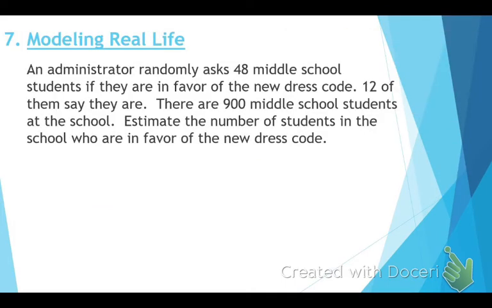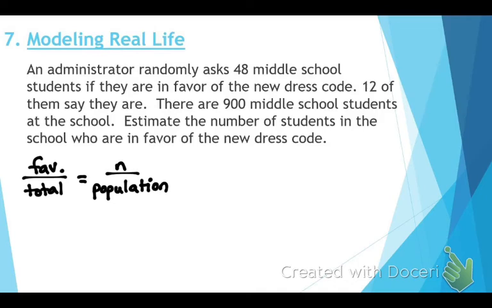All right, problem number 7. An administrator randomly asks 48 middle school students if they are in favor of the new dress code. 12 of them say they are. There are 900 middle school students at the school. Estimate the number of students in the school who are in favor of the new dress code. I want you to write this down. We're writing favorable divided by the total equals n divided by the population. I want you to try to do this with your partner and see if you guys can come up with what the correct answer is.